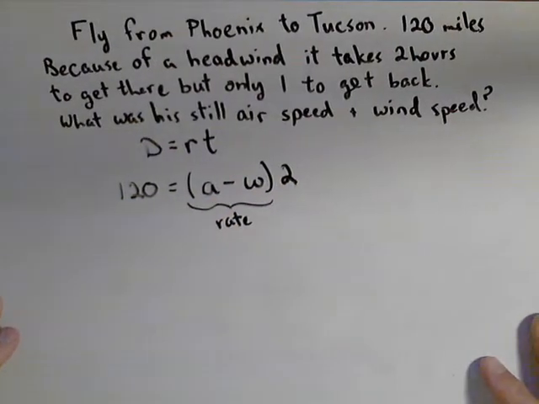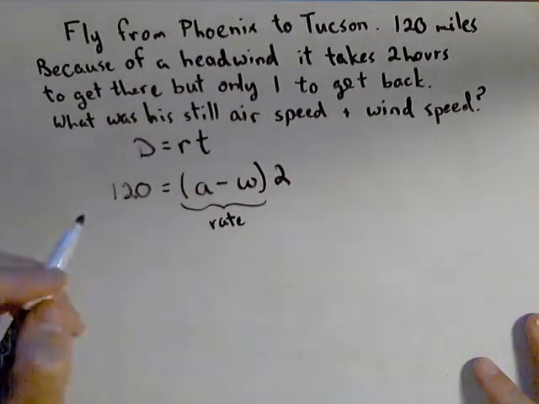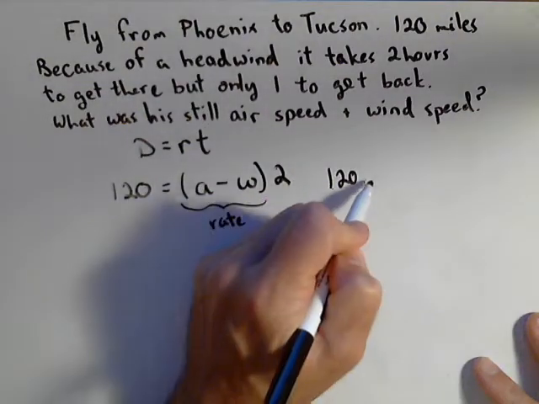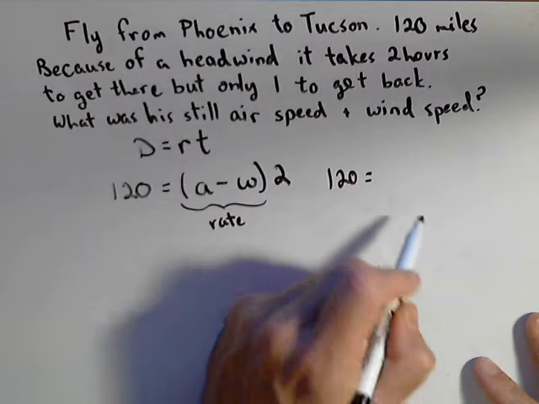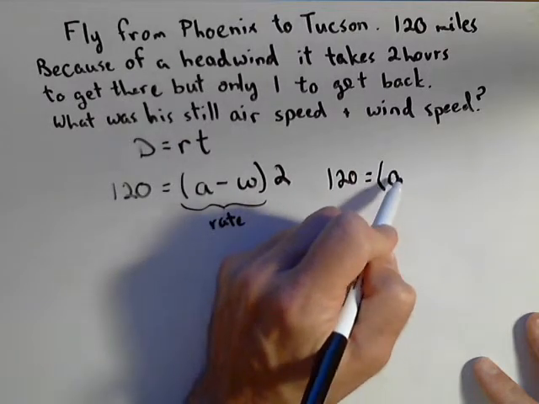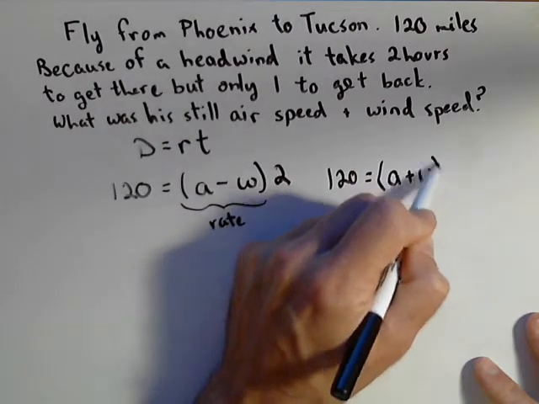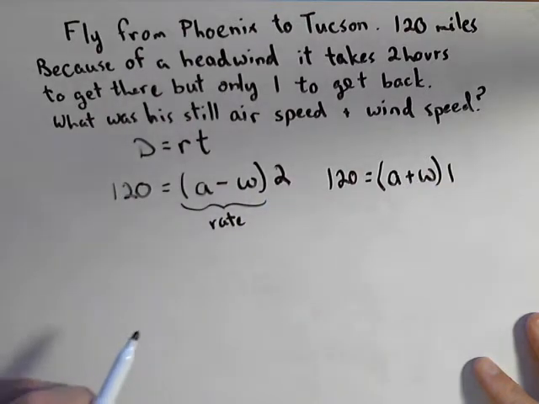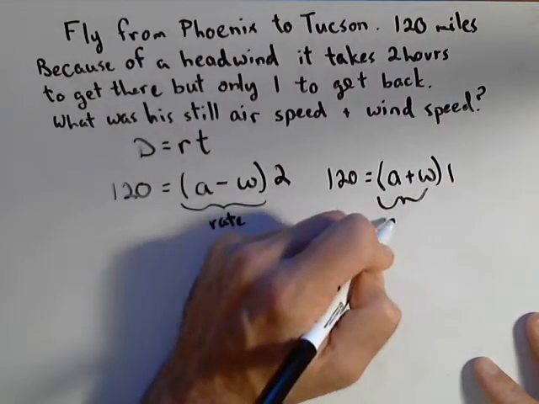We're going to do something real similar coming back. We know it was still 120 miles, but now the wind speed's going with him, so it's going to add to his airspeed, and that only took 1 hour. So here, A plus W is his rate.